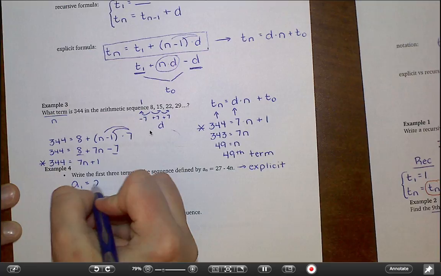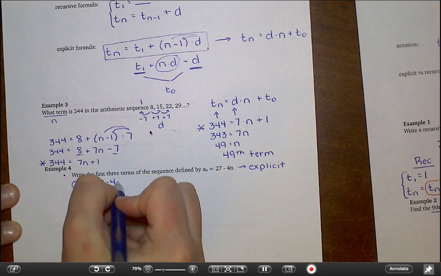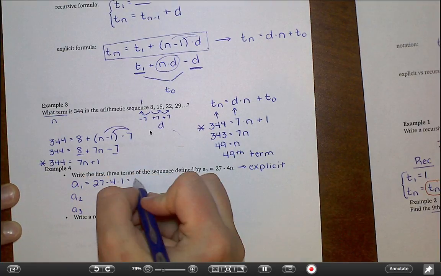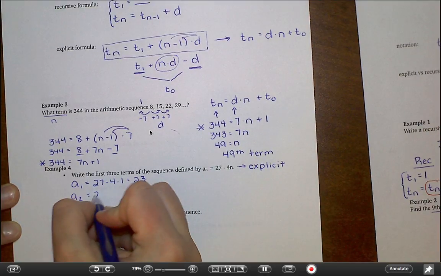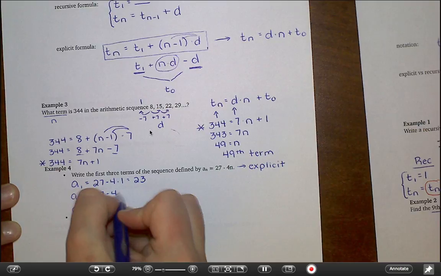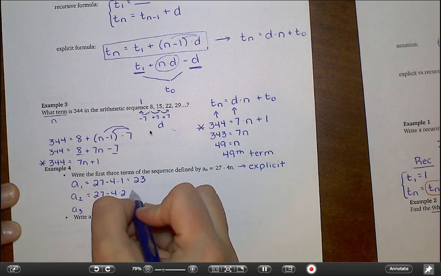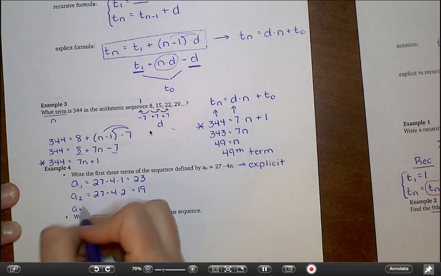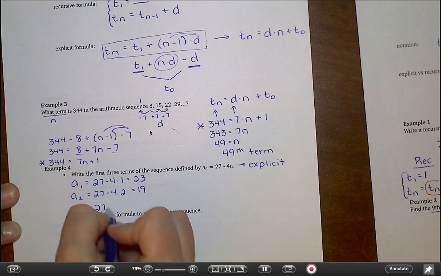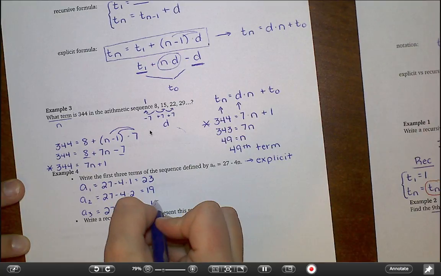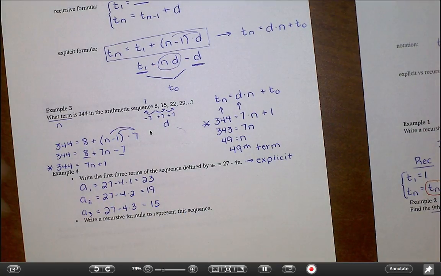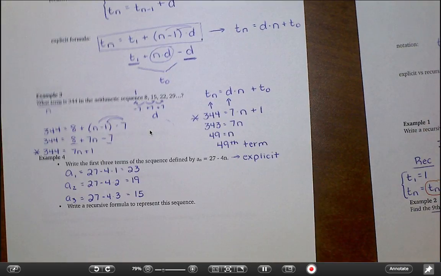So I'm going to go 27 minus 4 times 1, and I get 23. To get term 2, I'm going to do 27 minus 4 times 2. That's 27 minus 8, which is 19. And then 27 minus 4 times 3 gives me 15. So there are my first 3 terms. That's what this first part wanted.